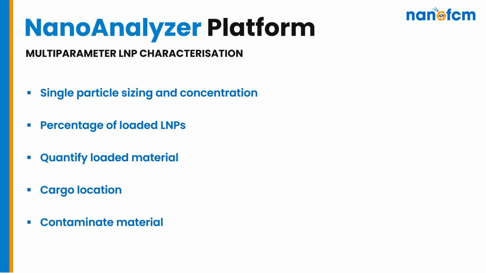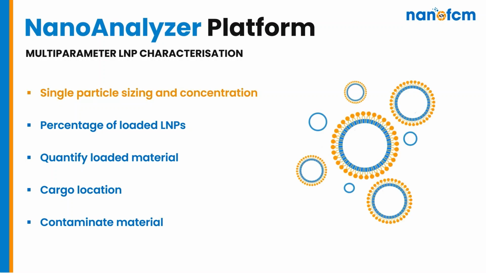This type of single particle analysis provides true multi-parameter LNP characterization, starting at single particle sizing and concentration without labeling. Because we can detect all of the particles without labeling, there are opportunities to determine the percentage of those LNPs that are loaded, that have a characteristic that identifies them from all of the others in the mixture, be it cargo or a surface characteristic or a targeting moiety. The measurement is sensitive enough to quantify these loaded materials, quantify the surface density of a targeting moiety, and quantify the cargo.